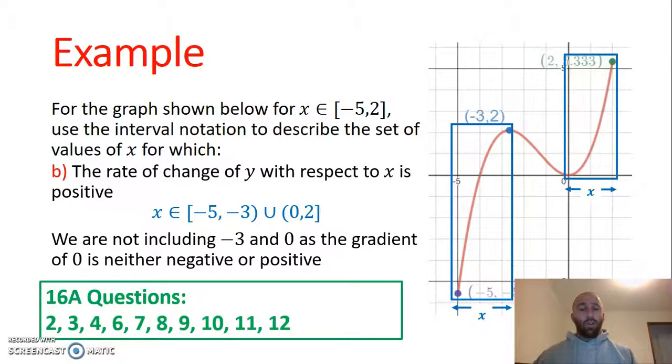Okay, so you've got a list of questions there to do: questions 2, 3, 4, 6, 7, 8, 9, 10, 11, and 12 from exercise 16A. This is the first section, so complete those questions. Please get the notes in your book of reference, and then start the video for 16B.